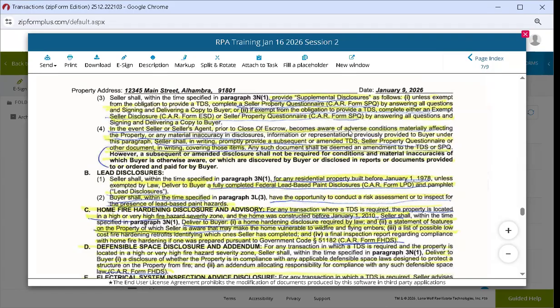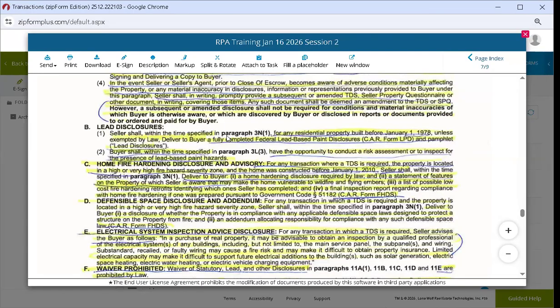Yes, yeah. So you're also required to provide an SPQ, and the seller will answer those questions. We don't do it for them and deliver it to the buyer. If there's any material facts that they become aware of, you can either amend the TDS or amend the SPQ. And that must be done if you hear of anything that materially affects the property during the course of escrow, you need to amend or disclose it. So make sure that you're aware of that.